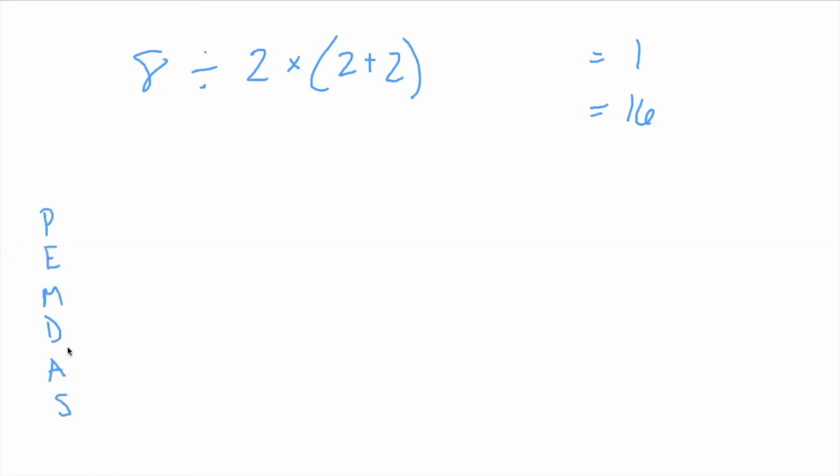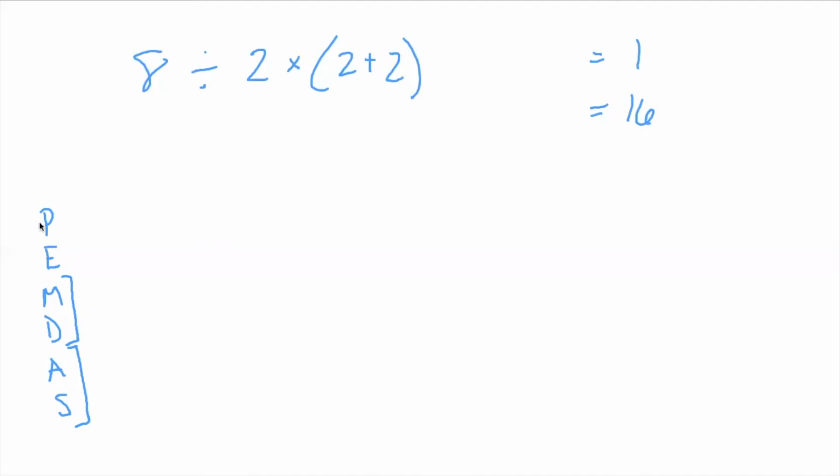So P is parentheses, E is exponents, M is multiplication, D is division, A is addition, and S is subtraction. It's worth noting that these two kind of go together and these two kind of go together. So basically what that means is that you don't necessarily have to do multiplication before division, but these two need to be done at the same time. That's where people are getting tripped up in this problem.